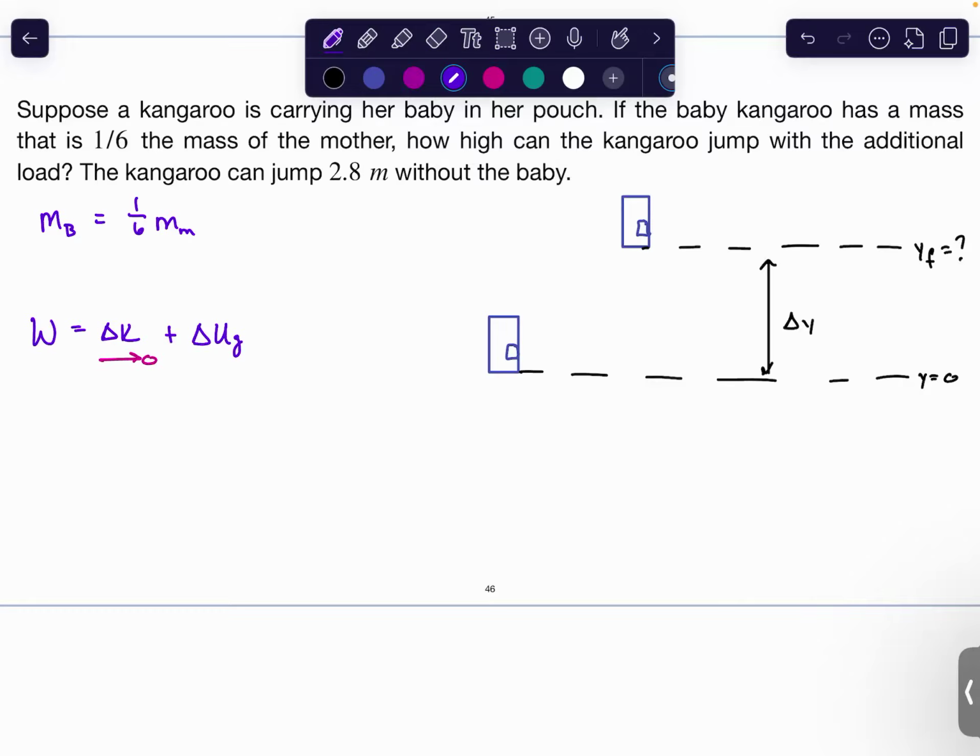Her normal jumping height is 2.8 meters. That's at the apex of her jump. So when she's on the ground, her upwards velocity is 0. When she's at the apex of her flight, her y velocity is 0. So your initial and final velocities are 0. That means the work we're looking at, without the baby kangaroo, we have work 1.